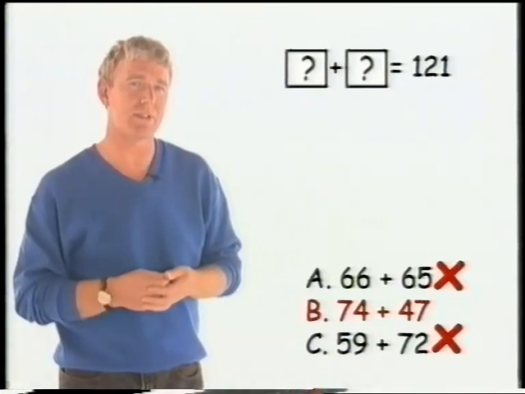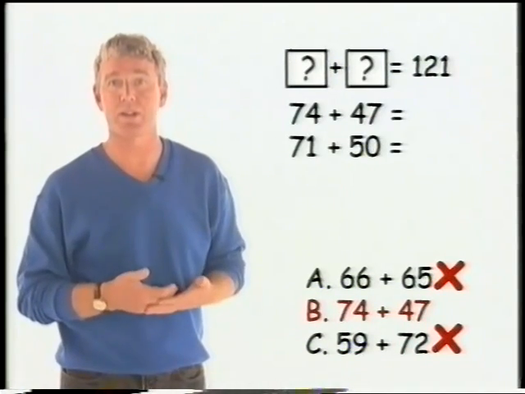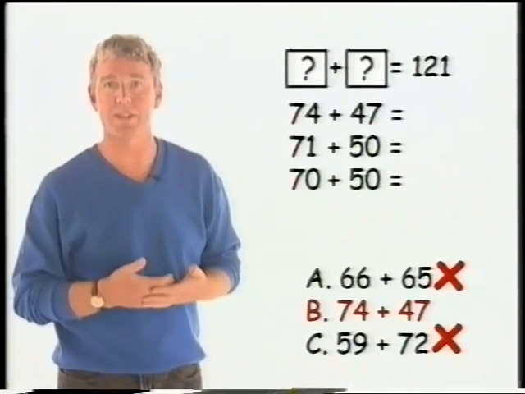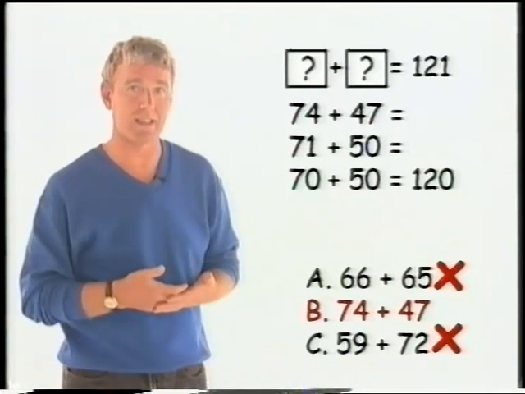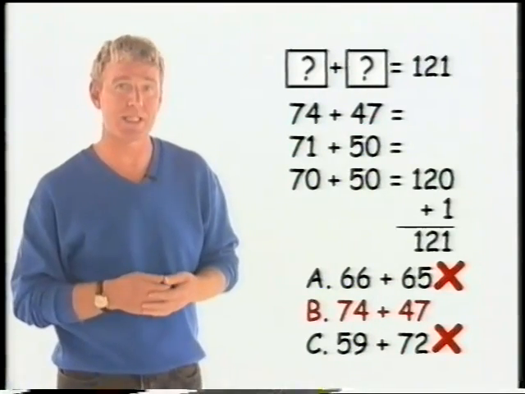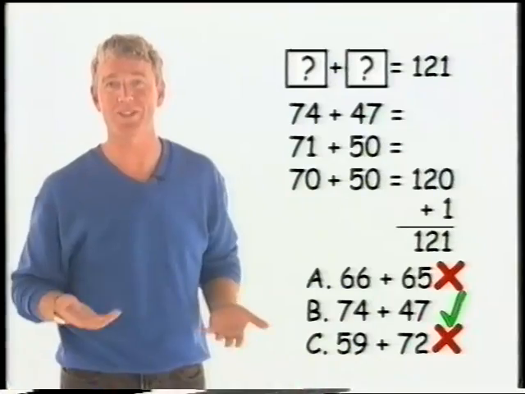74 and 47 is the same as adding 71 and 50. 70 and 50 is 120, and one more makes 121. So B is the right answer.